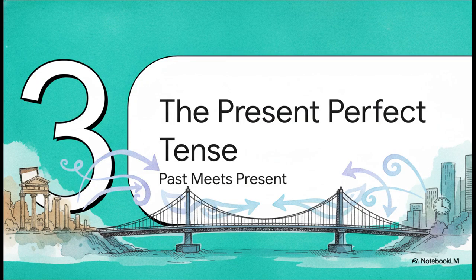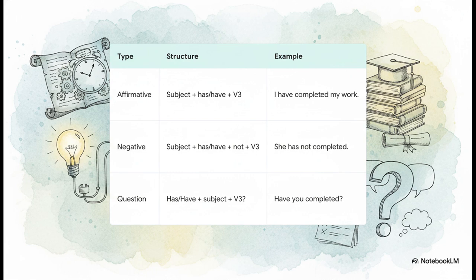Okay, our third tense is pretty cool. It kind of acts like a bridge, connecting the past to the present. This is the present perfect tense, and we use it for stuff that started in the past but has a really clear result or is still relevant right now. So the formula here brings in some helper verbs, has or have, and then uses the past participle, or what you might see called the V3 form of the verb. For most regular verbs, that's just the ed version. So you get something like, I have completed my work.